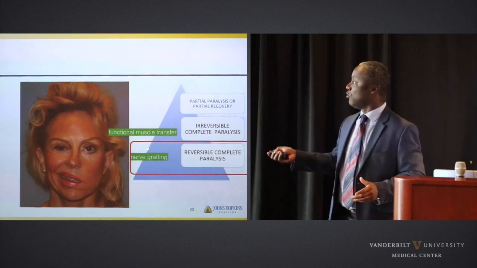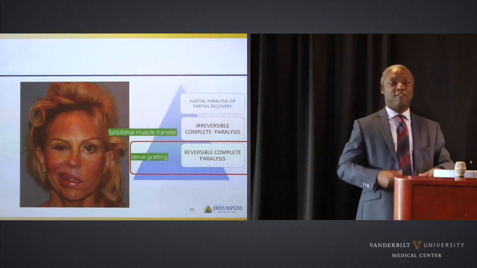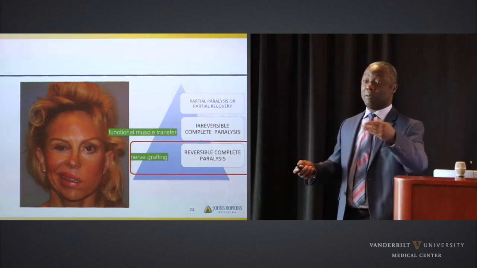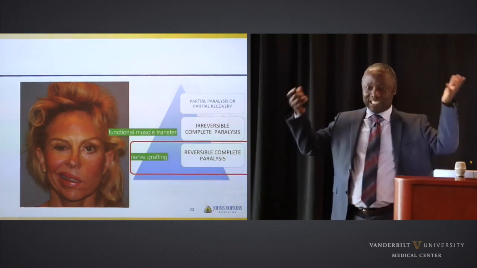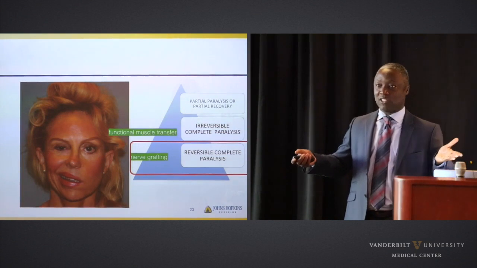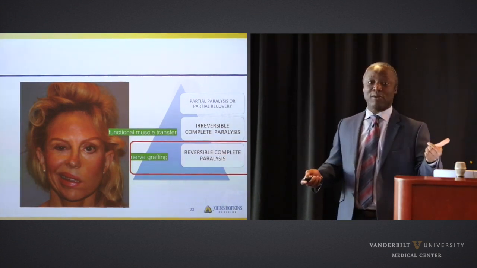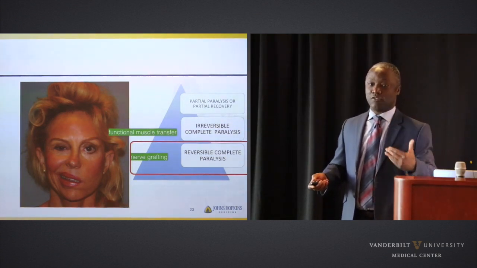So whatever I'm going to do, I need a new muscle. Or the patient was born with Möbius syndrome. The facial muscles were malformed. That's an irreversible paralysis. From the muscle standpoint, if you're going to solve that problem, you need a new muscle. So that's how I categorize patients. And then, of course, there's always an in-between: people who have partial paralysis or patients who have partial recovery.